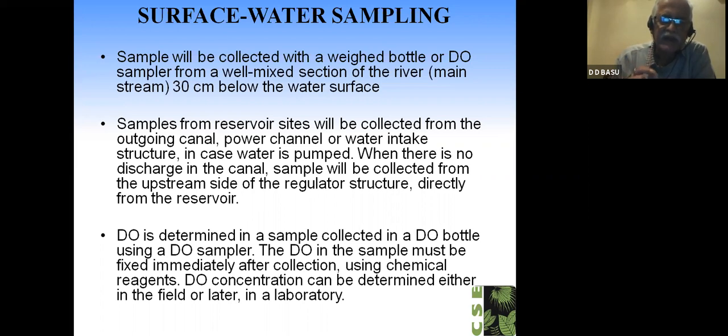DO is determined in a sample collected in a DO bottle. You fix the DO bottle in a DO sampler, put it in there, and then take the samples. Immediately after collection, you use the reagents so that it is fixed. Or you can use the DO meter; now a very good DO meter is available. Next.